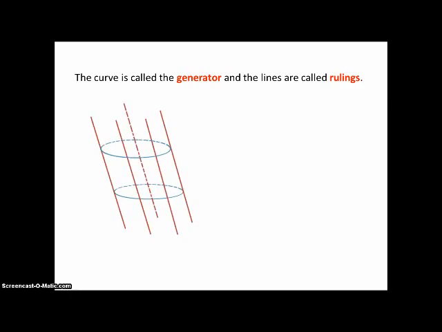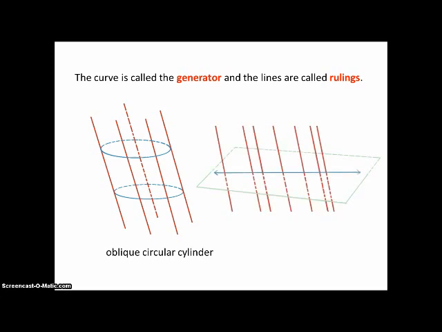So here we have a circularly based cylinder, but the lines are not perpendicular to the plane. They don't have to be perpendicular. This is called an oblique circular cylinder. And in fact, even a plane is a cylinder of sorts, because you can use the blue line as the generator, and then the red lines, the rulings, form a plane that intersects the green plane that the line is in.